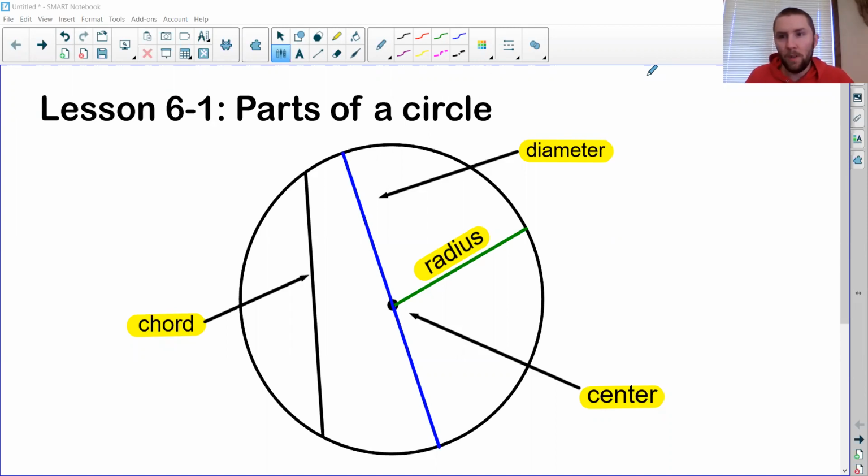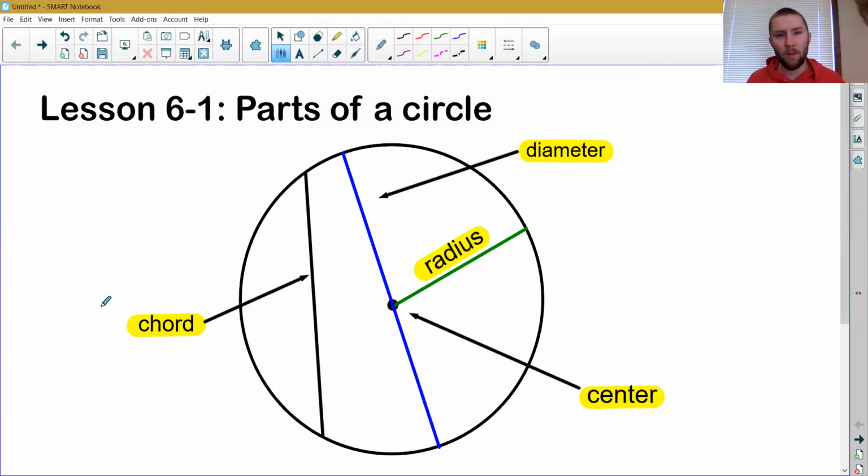This is going to be a really quick, really short video, just introducing chapter 6. We're going to spend just a couple days here talking about circles, okay? We're going to talk about area and circumference of circles specifically in our video tomorrow. But for today, we're just going to review the vocabulary of a circle and maybe add one new thing over here.